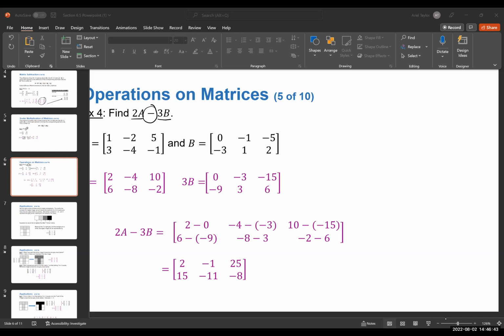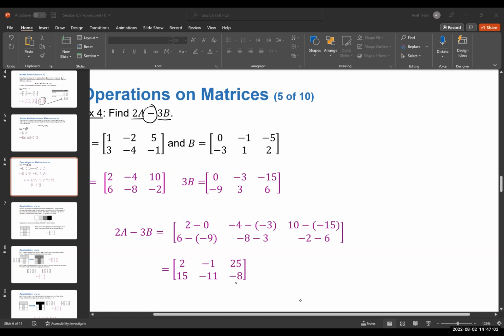Okay, and I'm gonna put them in again. 0, -1, what is that? -5. And then it's -3, 1, and 2. Yeah. So again, I want to make sure I type it in right, because if I don't type it in right, my whole problem is wrong.